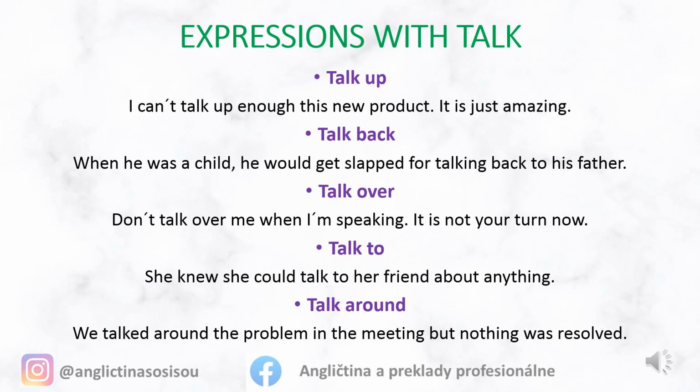The fourth one, talk to. She knew she could talk to her friend about anything. And the last one, talk around. We talked around the problem in the meeting, but nothing was resolved. Talk around means that you are not going directly to the subject, but you are talking around it. You are not solving the problem, or you are not talking about the problem you are having, but you are talking around, going around the subject.